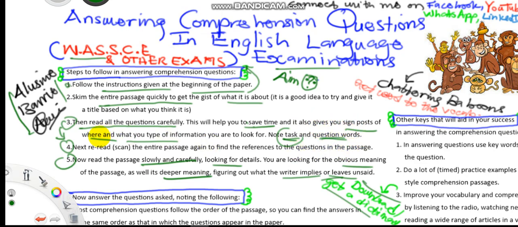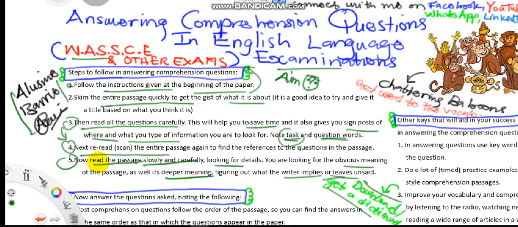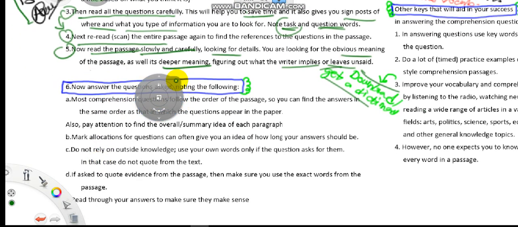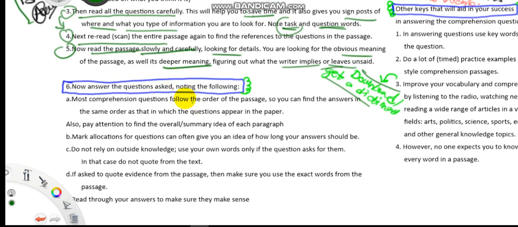The fourth step was you go back and reread the entire passage quickly after reading the questions carefully. And then fifth, you do the main reading. You read the whole passage slowly and carefully, looking for the details of your answers. And then the sixth step, where our discussion is based now, will be answering the questions. But when you answer questions in the comprehension passages, you should also follow these guidelines.